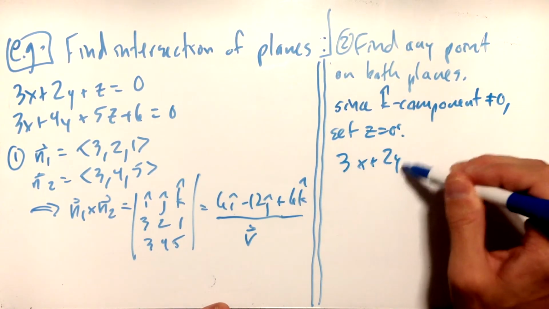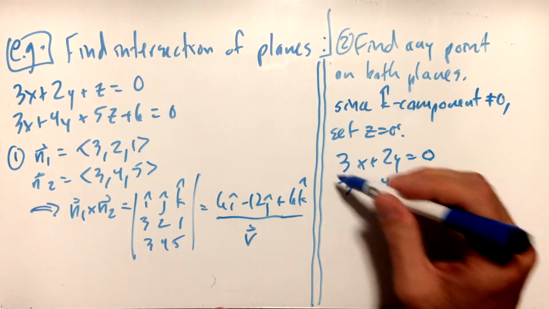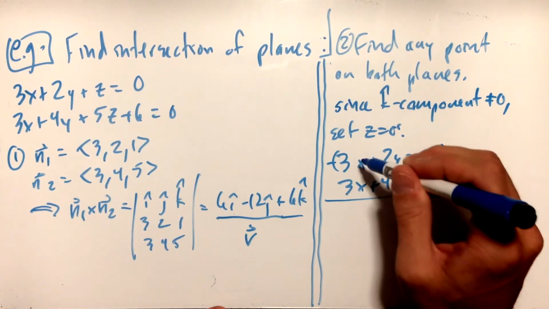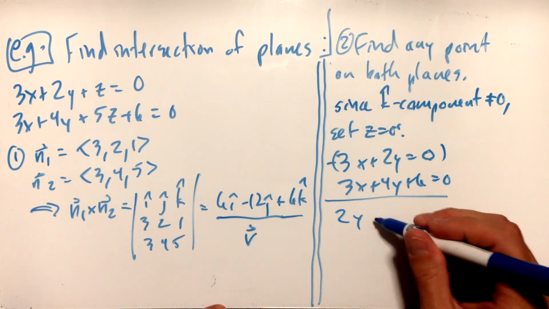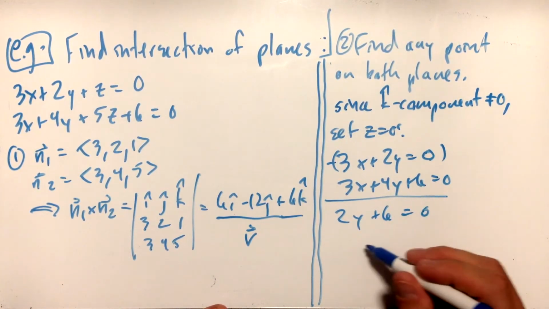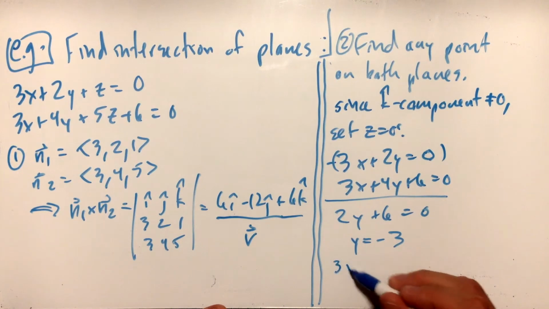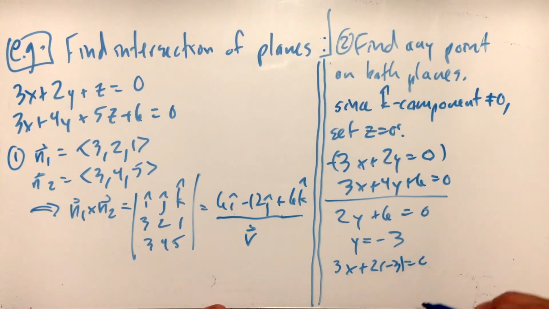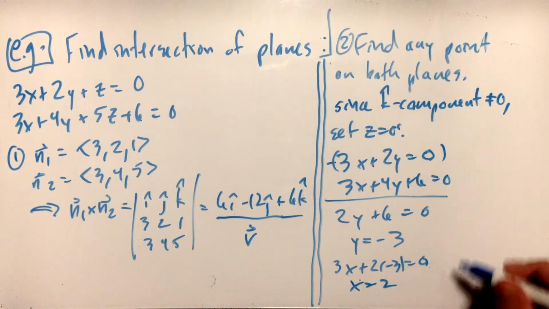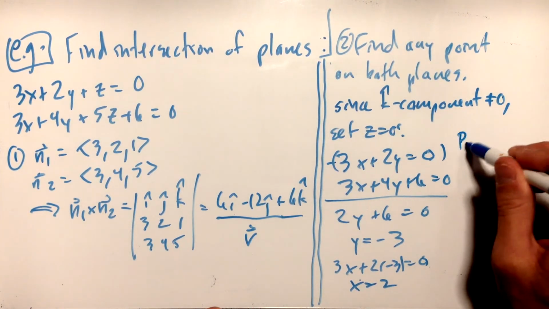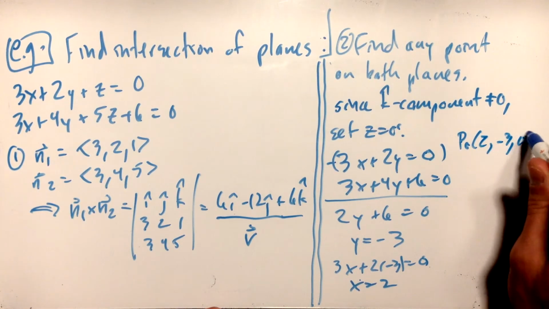We get 3x plus 2y equal to 0, and 3x plus 4y plus 6 is equal to 0. Let me subtract this top equation from the bottom one. Negative 3x and 3x cancel. 4y minus 2y gives me 2y, and 6 is just 6. So 2y plus 6 is equal to 0, which tells me y is equal to negative 3. Plugging this into, say, the top equation, I get 3x plus 2 times negative 3 is equal to 0, which you can figure out gives you that x is equal to 2. And so there we go. We have a point on the line, which is the point 2, negative 3, 0.